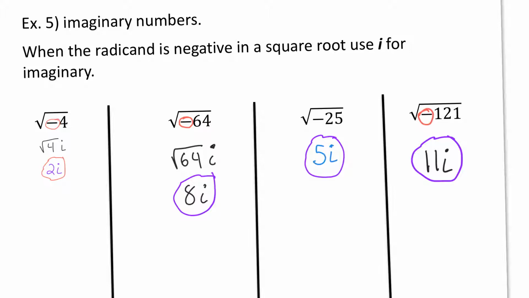So like I said, this is more for Algebra 2, but since we're doing radicals, square roots, you have to know what happens when the number inside of the radical is negative.